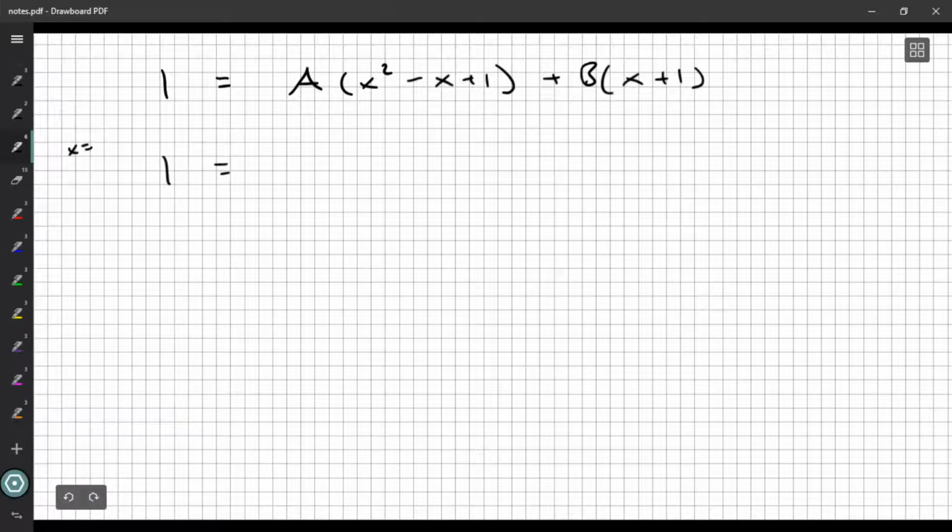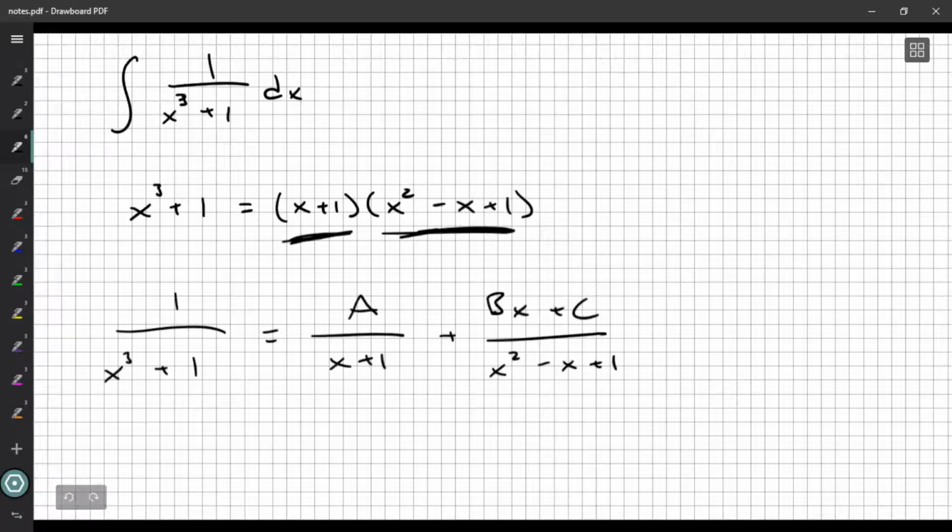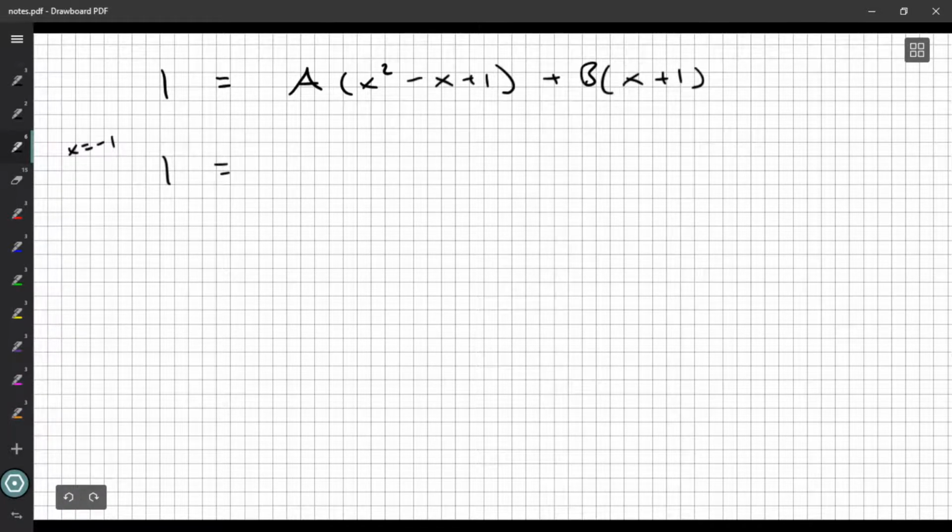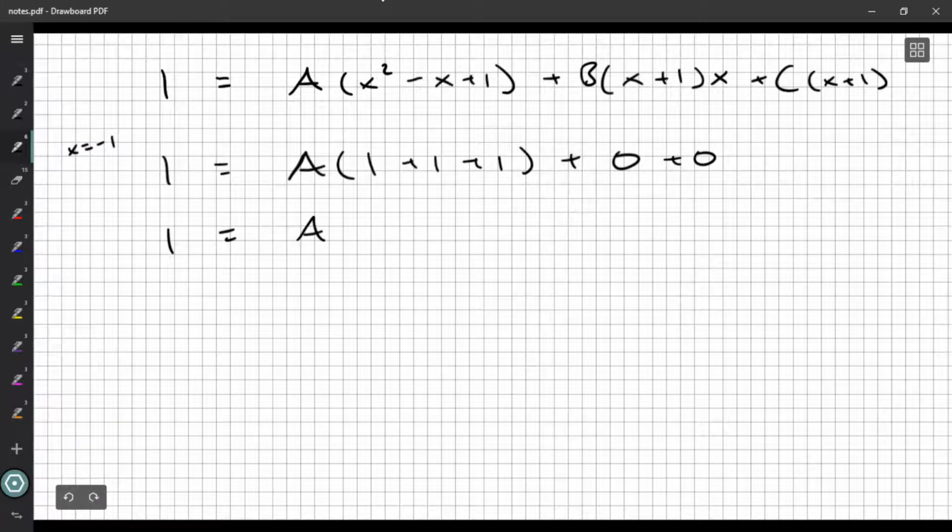Okay, so let's make a little note. We're using x is -1. Oh, I forgot the plus c. So this should have an x. There should be the x plus 1. Okay, so we can get rid of the b and the c by using x equals -1. So -1 squared is 1, minus -1 is plus 1, plus 1, 0, and 0. So 1 is equal to 3a, or a is 1/3.